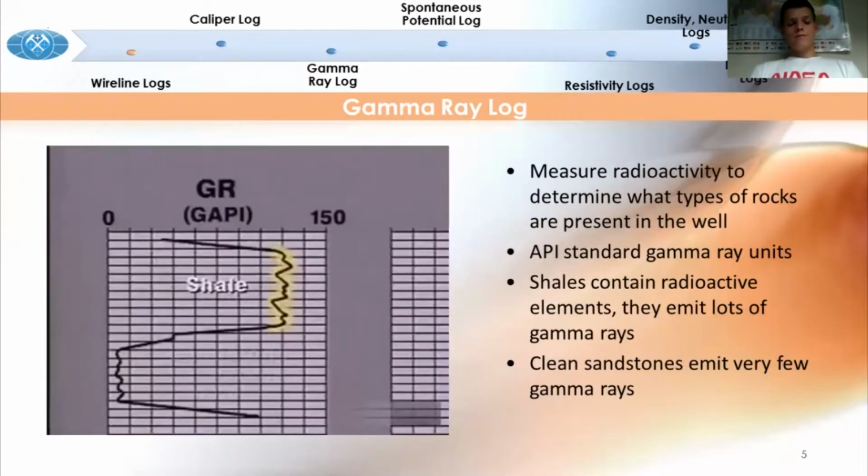Gamma ray log. The measurement of radioactivity allows us to identify the lithological composition. For example, a large amount of gamma rays is emitted by shale. A small amount of gamma rays is emitted by clean sandstone.